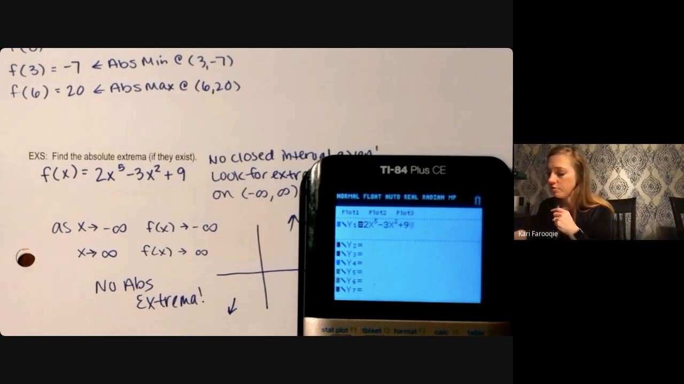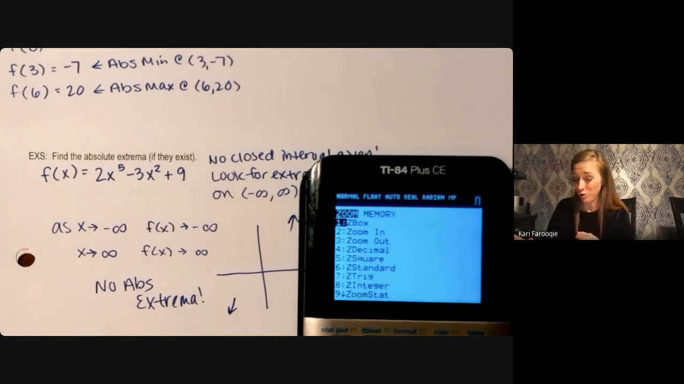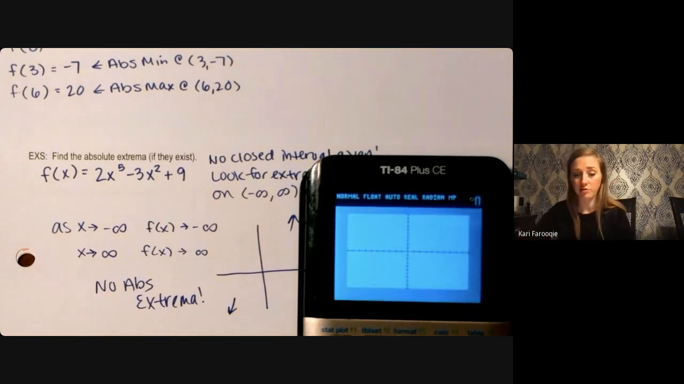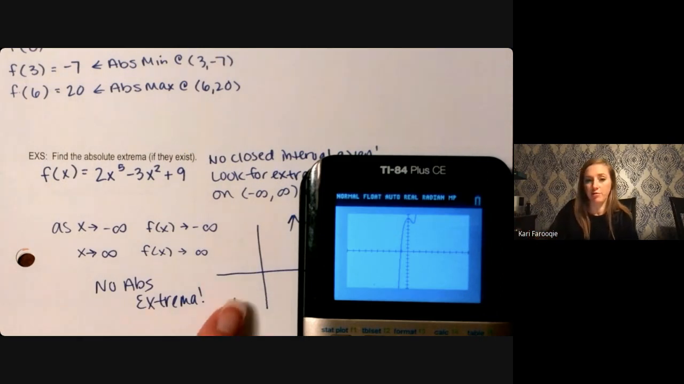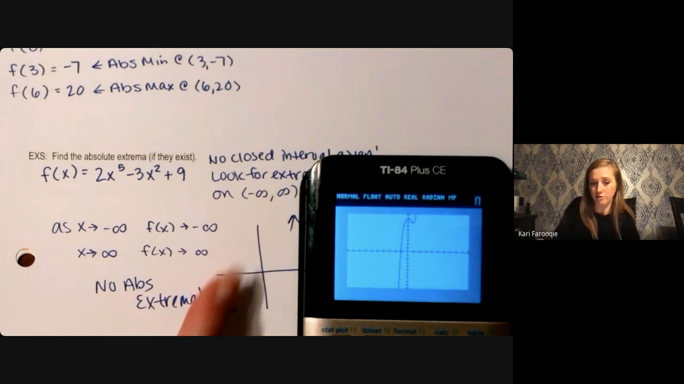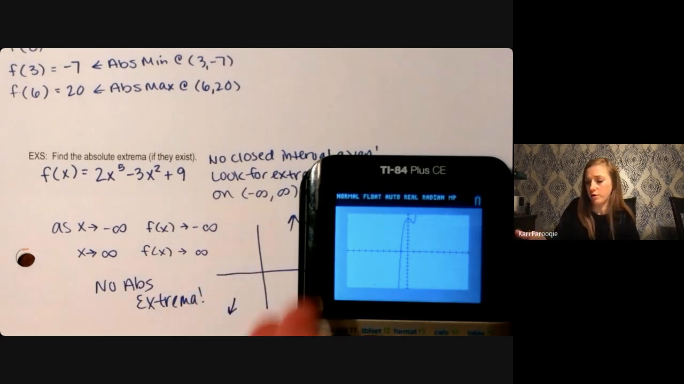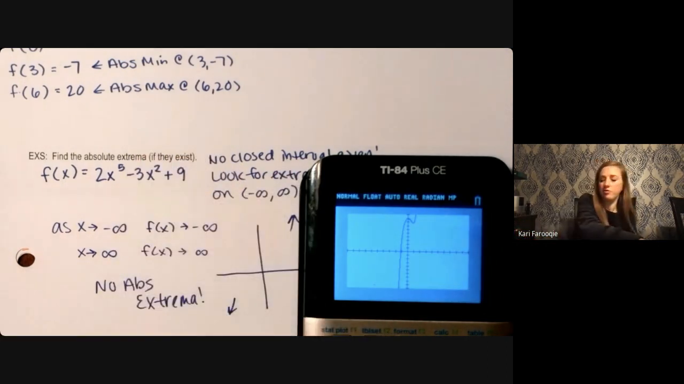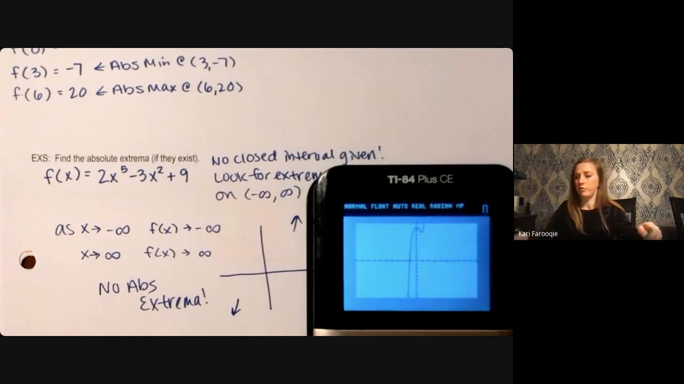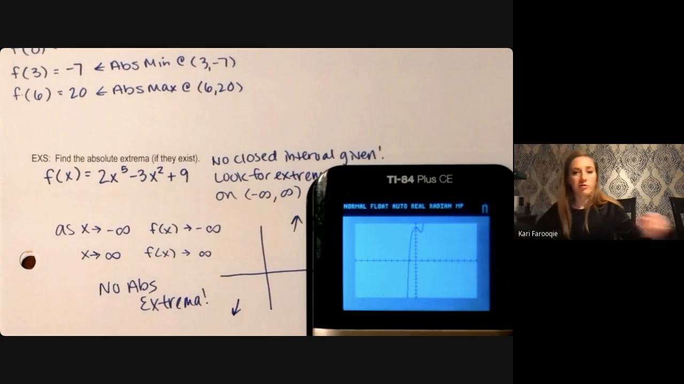All right, here's my function. I'm going to go back to Zoom 6. I might need to even adjust my zoom because who knows what kind of crazy values this graph might have on it. Oh, it's not super crazy, but already you're kind of seeing what we already wrote down. As your values of x go to the left, your values of y go down. As x goes to the right, y goes up. So you have this situation where in between, you have something going on.